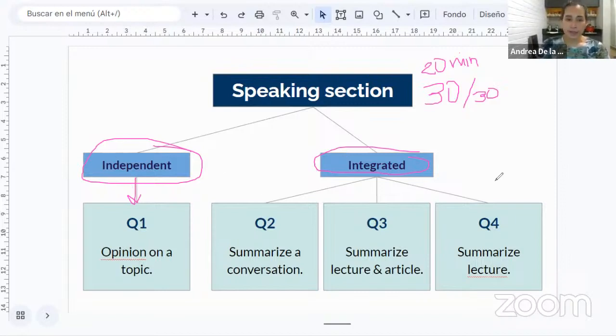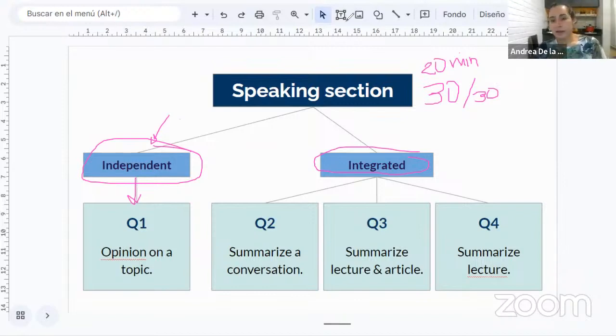But what does this mean? Basically, independent, as the name says, means that it doesn't depend on anything else, right? So in this case, your response, what you say when you're speaking in the independent question, is going to be entirely about you, entirely about your opinions, your ideas, your thoughts, your life, and it doesn't depend on anything. You can say whatever you want to say.